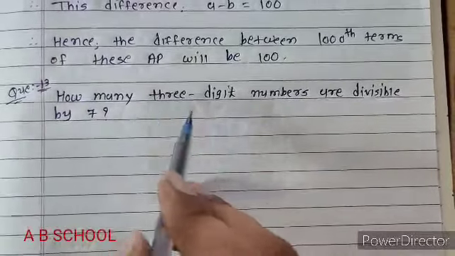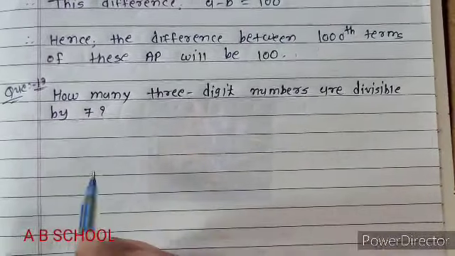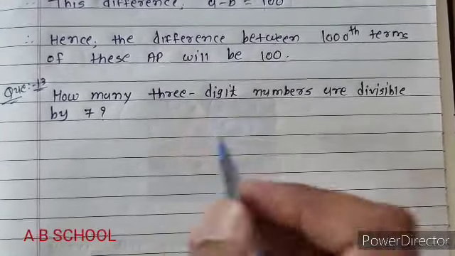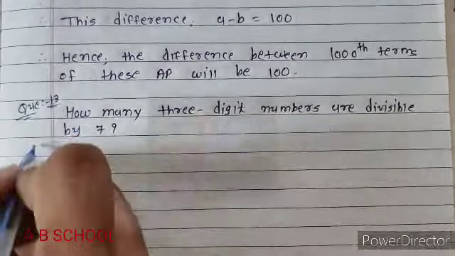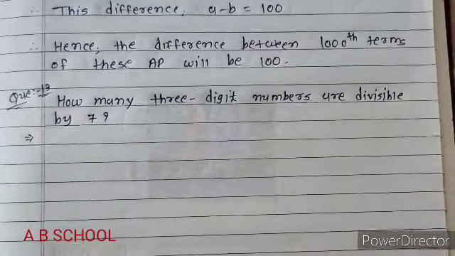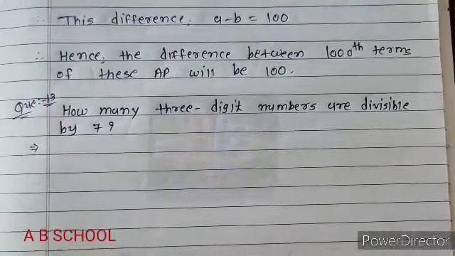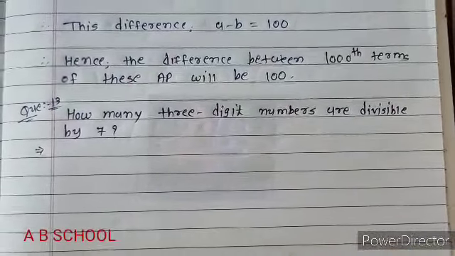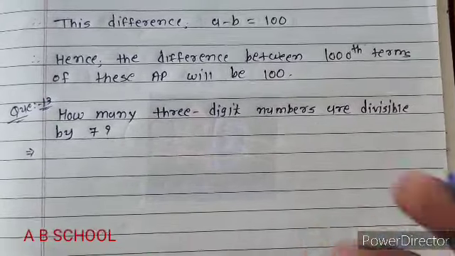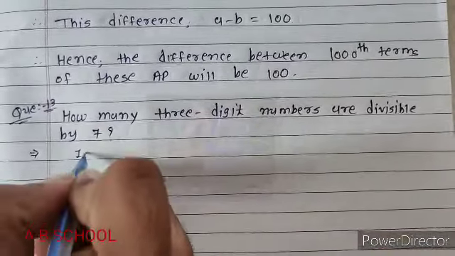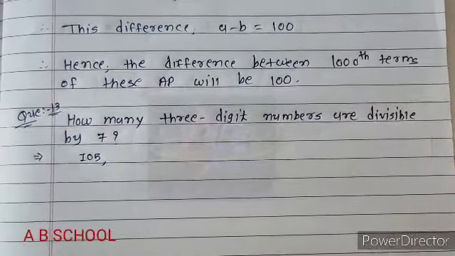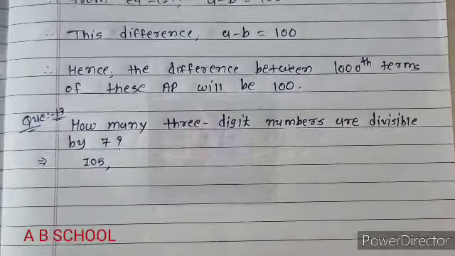Now question number 13. How many 3-digit numbers are divisible by 7? So हमें यहाँ पे n की वैल्यू फाइंड करनी है. Now 3-digit numbers start from 100 and end at 999. The first 3-digit number that is divisible by 7 is 105.